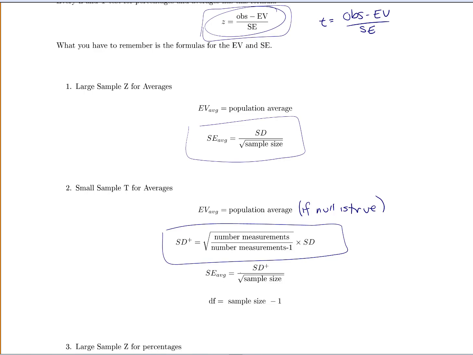Standard error for average is the same thing, but we do remember to use that SD plus, but we're not going to write this formula on there again. You can just kind of remember from SE average. And your degrees of freedom equals sample size minus 1. I'll put that on for this exam, even though she doesn't, but for the final, you might have to memorize it by the time you get to the final.